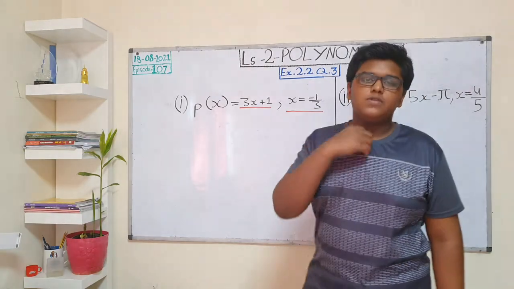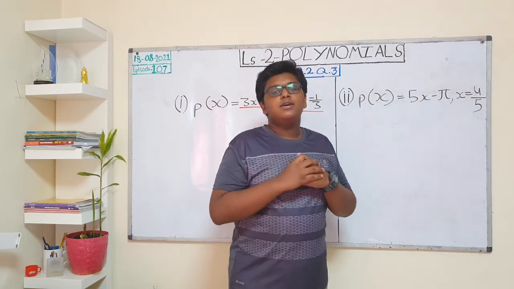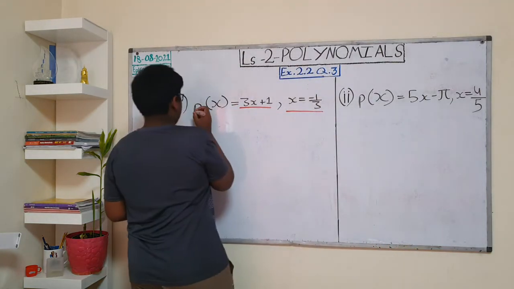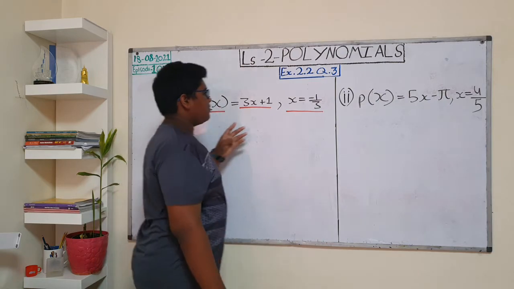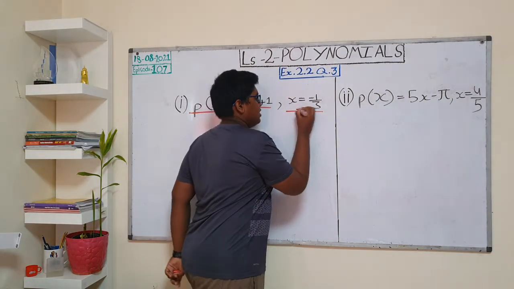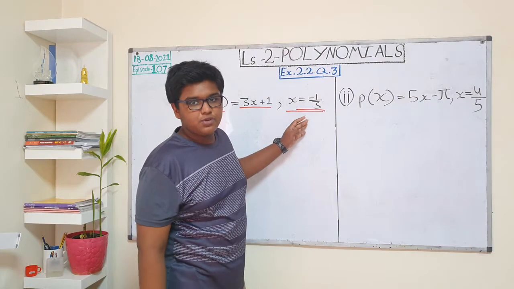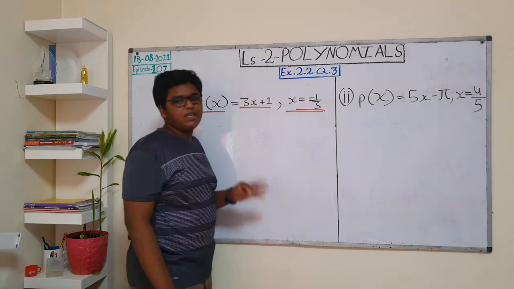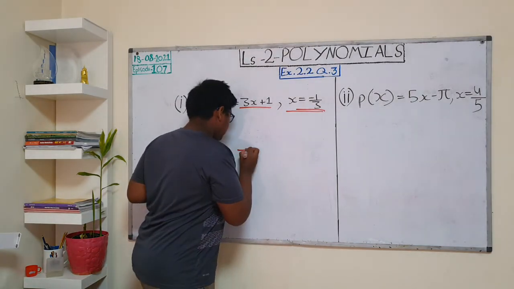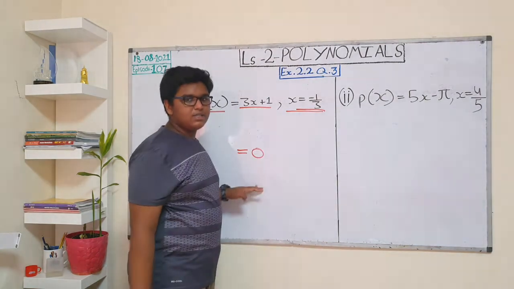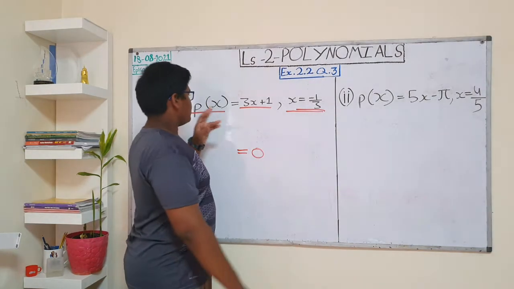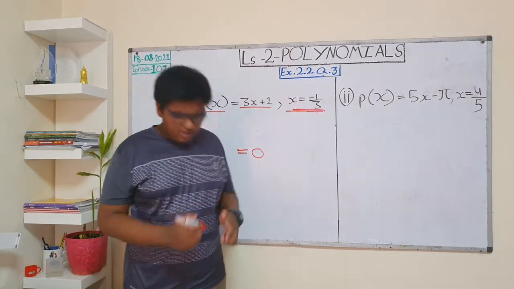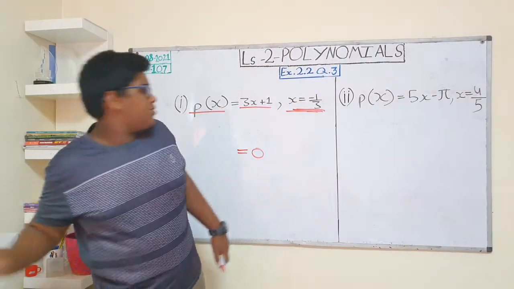So what is the meaning of the question? The question means that we have some given values. So this is P of x, right? Whenever they give us a value, for example here, we have to show that we are getting the remainder as 0. We are just going to do all the calculations, and if the final answer is 0, then we can tell that x equals minus 1 by 3 is a zero of the polynomial. So let's start.